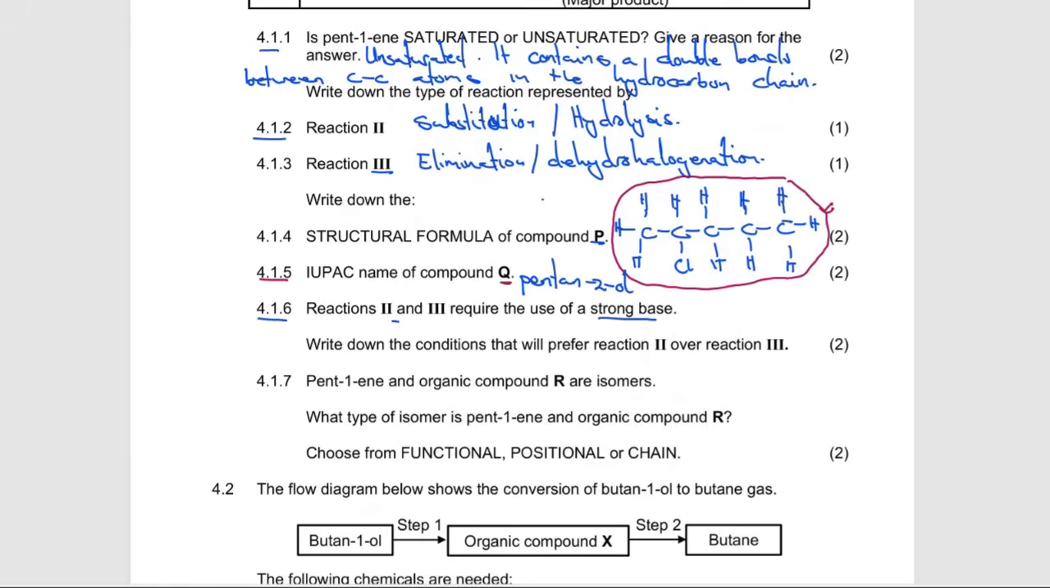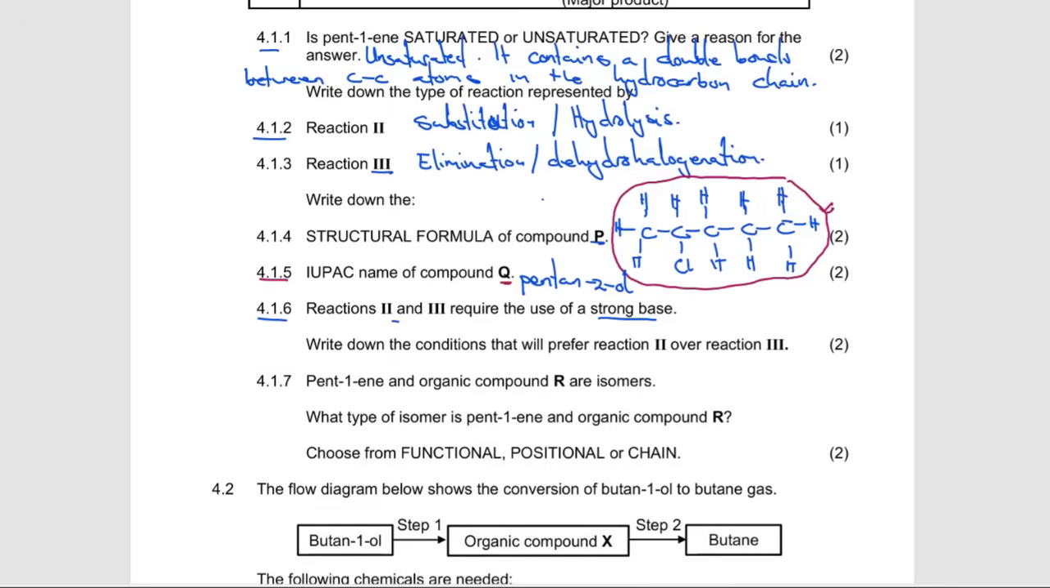Sodium hydroxide is an example of a strong base. Then write down the conditions that will prefer reaction 2 over reaction 3, right? So we're looking for the reaction conditions there.